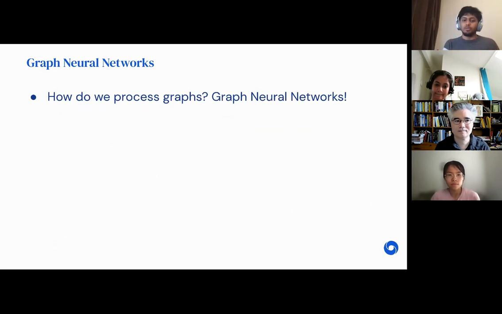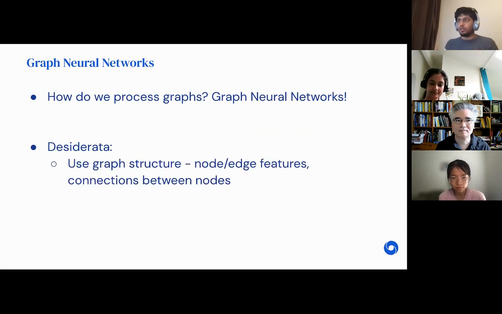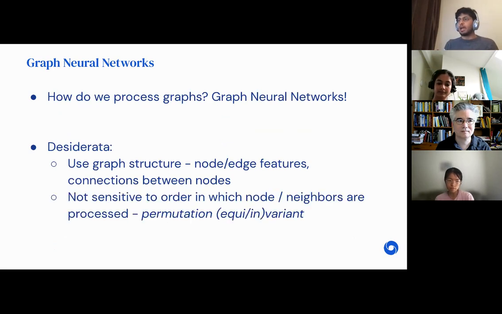And for this graph data, we're trying to find interesting representations, right? But how are we trying to compute those representations? So we want to use graph neural networks, which are basically a special kind of model, which of course we want to use on the graph data. So we want to use the node features and the edge features, and really take advantage of the connections between the nodes. And one thing to keep in mind is that we want to not be sensitive to the order in which these nodes or the neighbors of each node are processed.